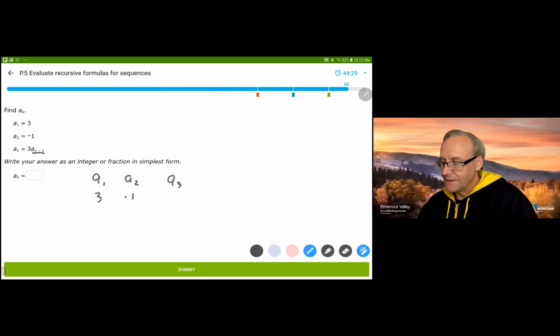I'm going to multiply this one by 3, and I'm going to get 9. Now for A4, I have to multiply this one by 3, and I get -3. And to get A5, I have to multiply this one by 3, and I get 27. And to get A6, I have to multiply this one by 3, and I get -9. There it is.